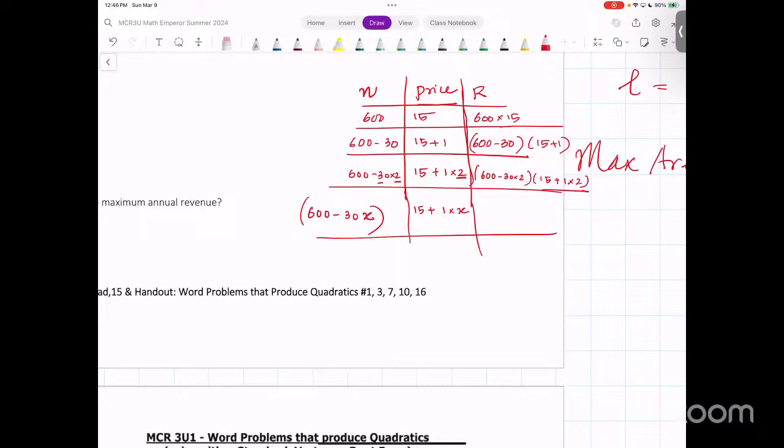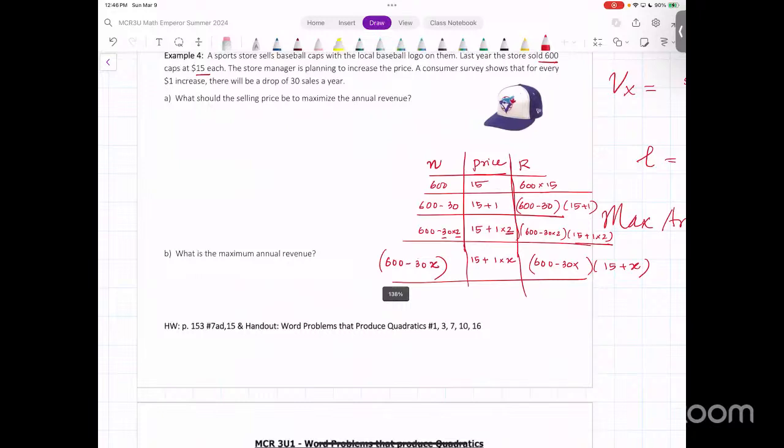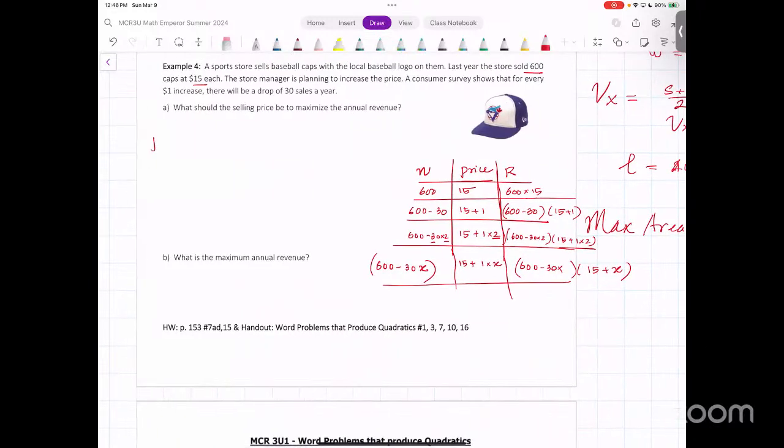So what is my revenue? (600 minus 30x) times (15 plus x). Right? Are you following the math? You have seen these questions? All right, there will be a lot of questions like that. So what should be the selling price to maximize the revenue? So the revenue as a function is the number of items sold times the price per item.